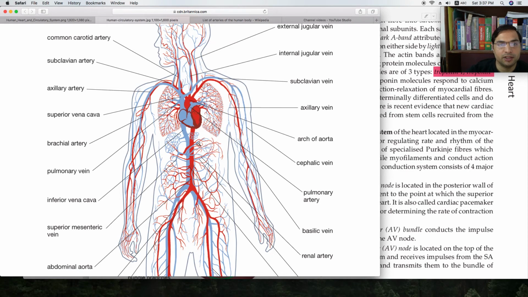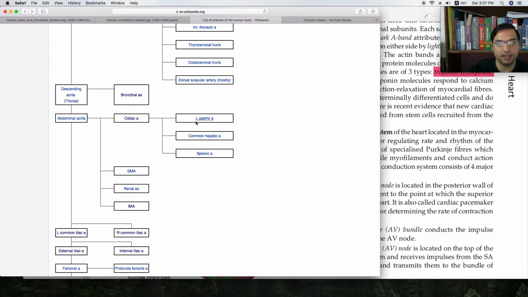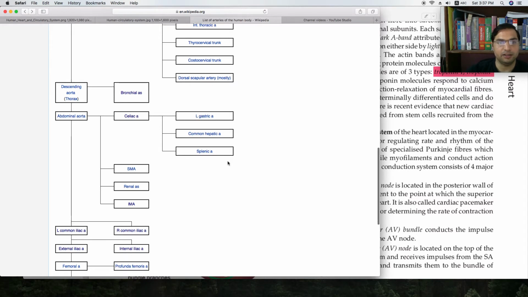The picture here is not very clear, right? But let us suppose that this is the celiac artery, then this celiac artery divides itself into three major arteries. First is the hepatic artery, second from here it will go to the spleen, the splenic artery, and from here it will go to the stomach, the gastric artery, right? So celiac artery, gastric artery, common hepatic artery, and splenic artery.